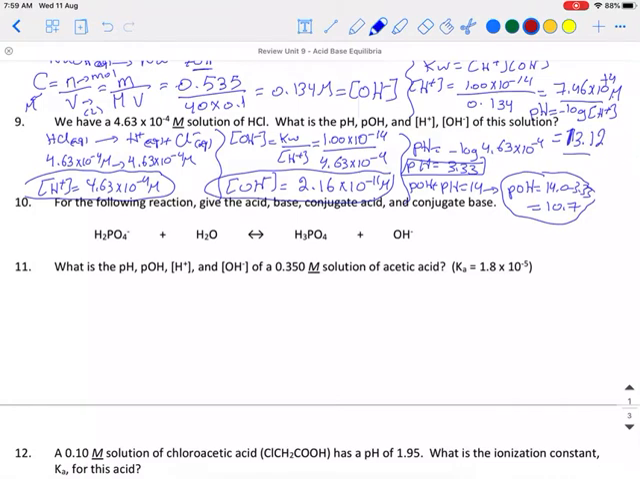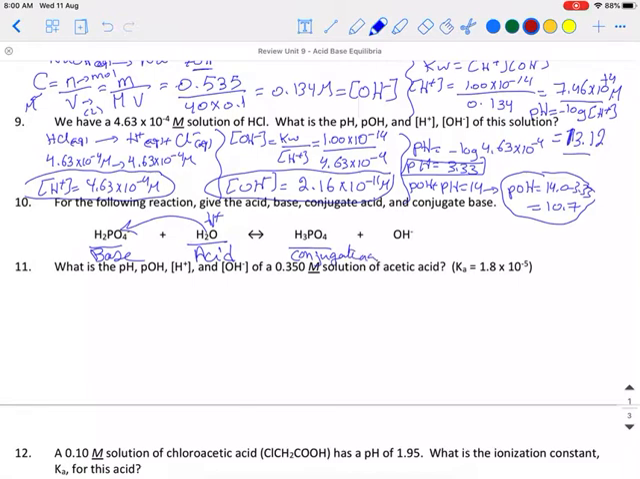Number 10: for the following reaction, give the acid, base, conjugate acid, and conjugate base. If we take a close look at the equation, we see that H2PO4 minus turned into H3PO4. It means that, according to Bronsted-Lowry, it gained H plus, which made it a base. And the water acts as an acid.